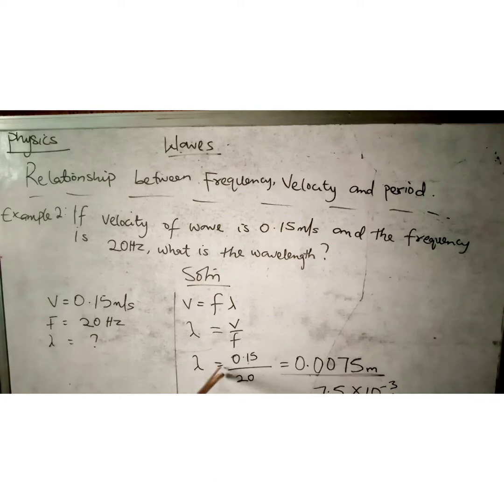Wavelength equals 0.15 divided by 20. We are going to have 0.0075 meters as our wavelength, or in standard form, wavelength is equal to 7.5 times 10 raised to power minus 3 meters. And this is our answer.